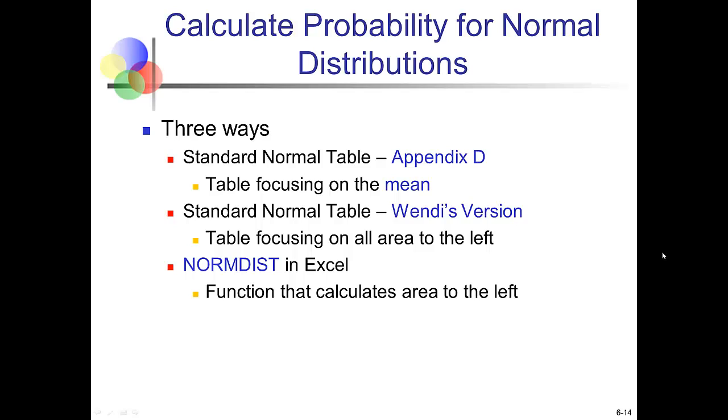There are 3 ways that we can find probabilities. The book provides you a standard normal table in Appendix D. This table focuses on probabilities between individual values of z and the mean of the distribution. I'm going to provide you a table. I'm going to call it Wendy's version. It's a standard normal table also, but it reads a little bit differently. This table focuses on all the area to the left of the individual z value that we're looking at. And actually, this table thinks the same way as the function in Excel called NORM.DIST. NORM.DIST also calculates the area to the left of the value entered into the function.